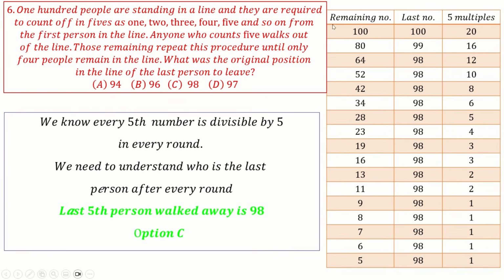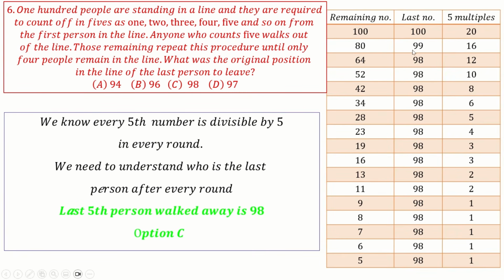Initially, there are 100 people, and the last person's number is 100, correct? That is the number I am giving to the person. Now, how many multiples of 5 are in this 100? 20, which means 20 people will leave, correct? And I know that the last number is 100, and 100 is divisible by 5. So this person will leave. The last person also will leave, correct?